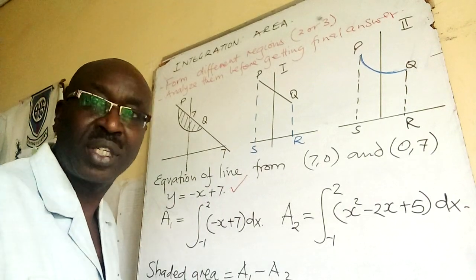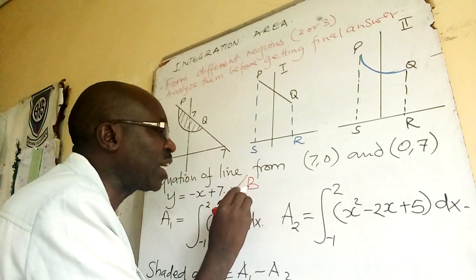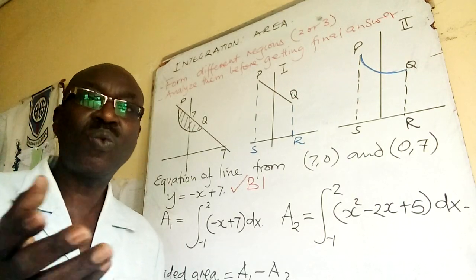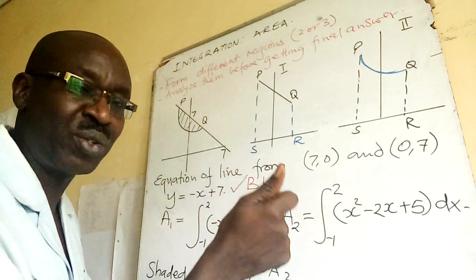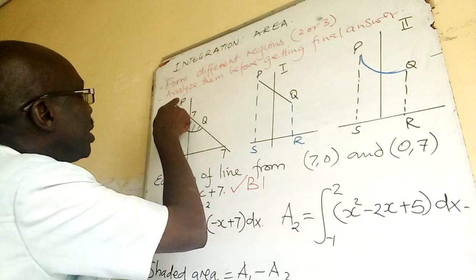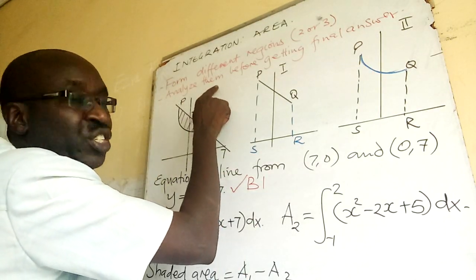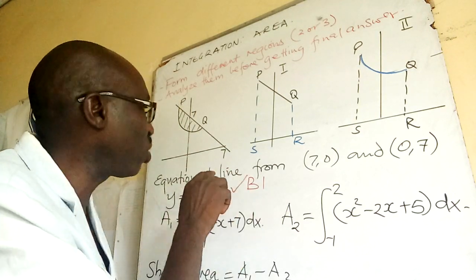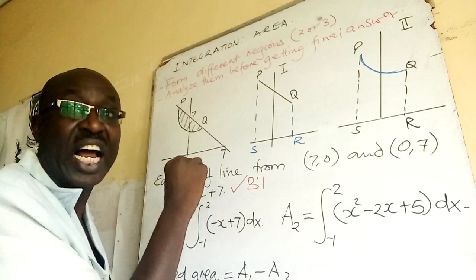There. That one can be gotten offered. In fact, I can give you B1. That is an offered thing. Once you see the intercepts, you get it straight. I come to my second point. Analyze the region before getting the final answer. I cannot get the answer to this area directly.